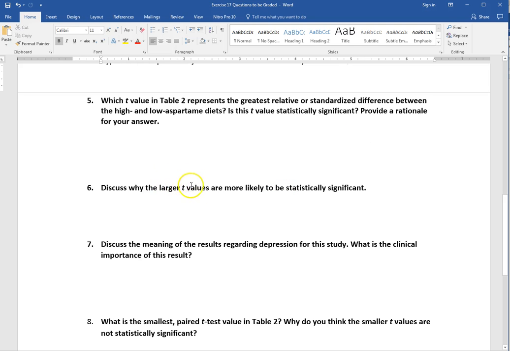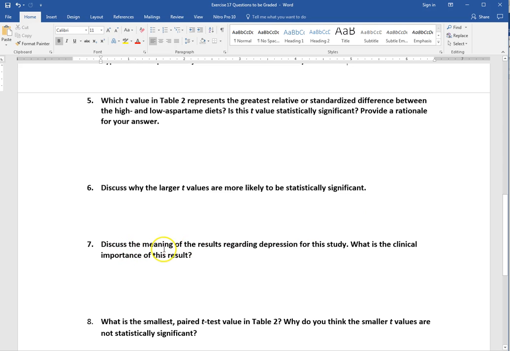Number six, discuss why larger t-values are more likely to be statistically significant. So a t-value is telling us something about the difference between our two groups. So the larger a t-value, the larger the difference between the two groups. So take that information. Why do you think that we might be more likely to find a significant result if there's a larger difference between the two groups?